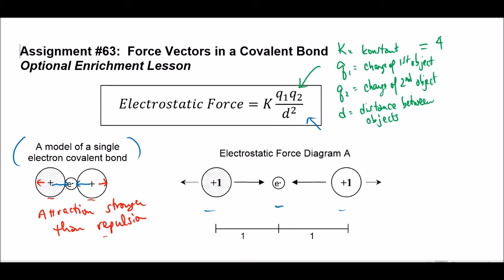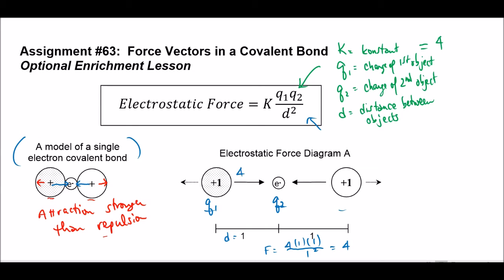Let's take a look at this and say this is Q1, and this electron will be Q2. What is the force of attraction between them? Well, that depends on the distance. Here we have a distance of 1 angstrom. We'll just call it 1 distance unit. Let's calculate the force of attraction. So the force here will be K, which we're saying is 4, times Q1, which is 1, times Q2, which is also 1. It's negative, but that just means it's an attractive force. The distance is 1. We square that. The force here is 4.